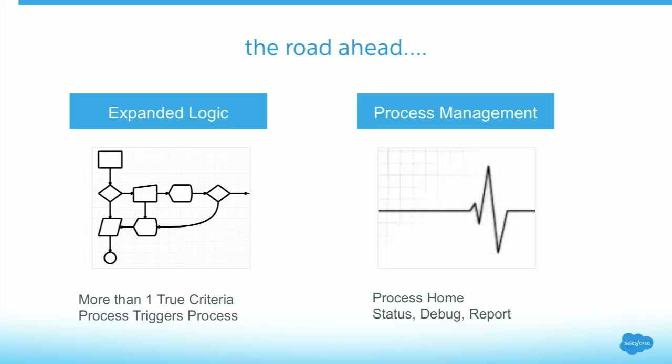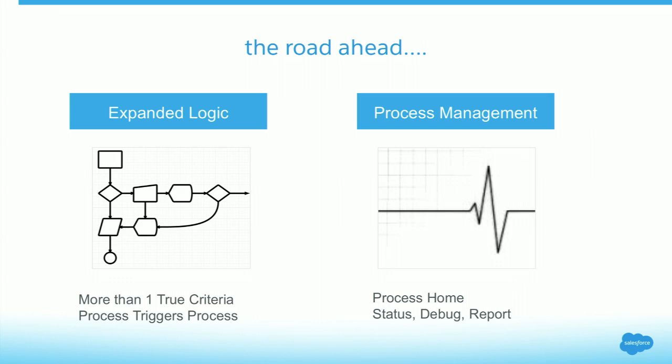All right, so the road ahead, and this is sort of the short-term road ahead. There is more logic we want to embed into Process Builder, and I think the most critical next piece is something that we like to call more than one true. So right now, in a process, it reads the first criteria, and it evaluates whether or not it's true. If it's true, it fires those actions. If it's false, it goes to the next criteria. Well, wouldn't it be super powerful if it could evaluate the entire process and fire actions associated with everything that's true?